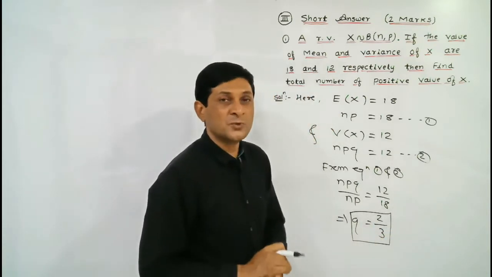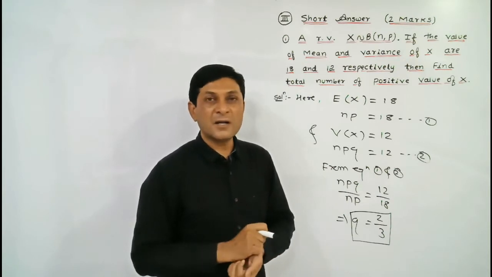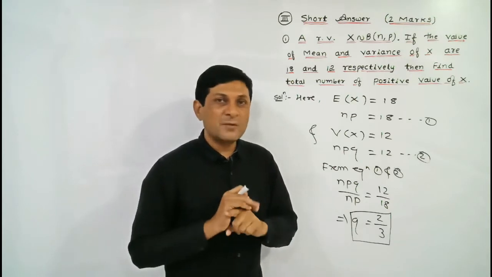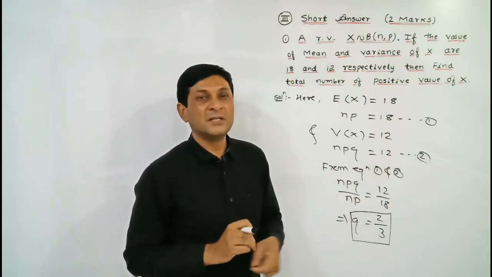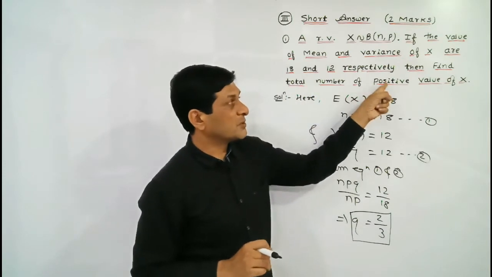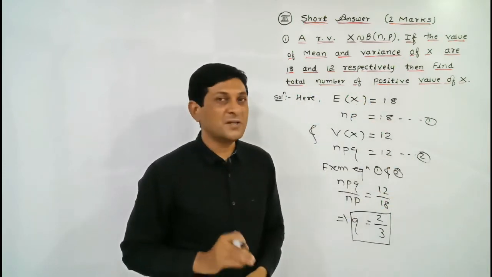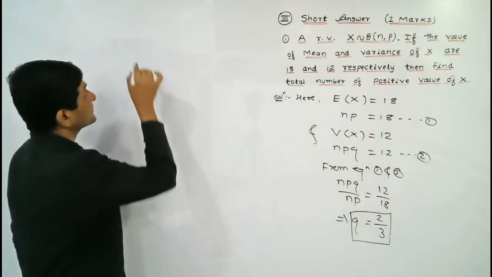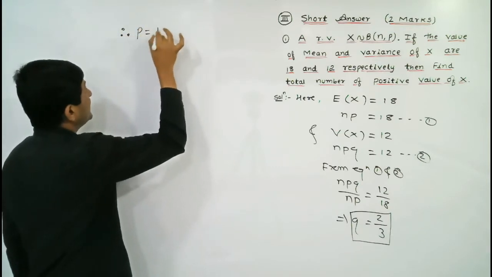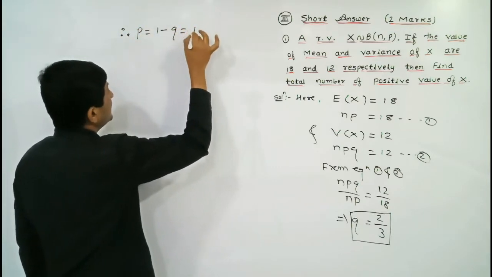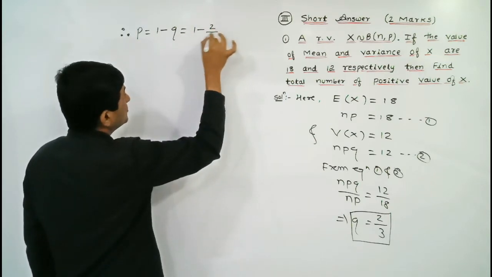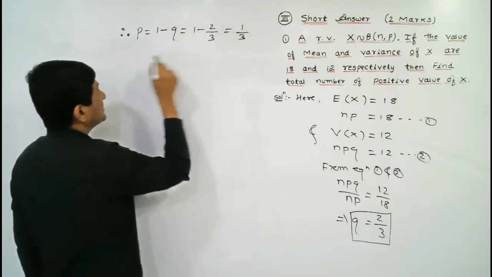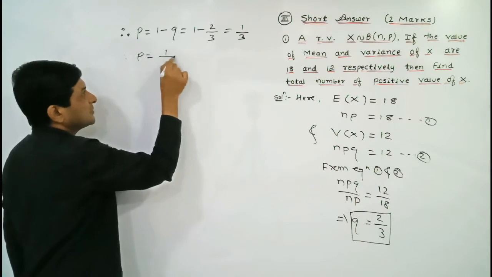Once the value of q is known to us, we try to find the value of p. And if we get p, then if we substitute the value of p here, we will get n. From n we are able to find the total number of values of x. So let us make use of q to find p. Therefore p can be found as 1 minus q, which is equal to 1 minus 2 by 3. If we take cross multiplication, 3 minus 2 will be equal to 1 by 3. In this way we have got the value of p equal to 1 by 3.